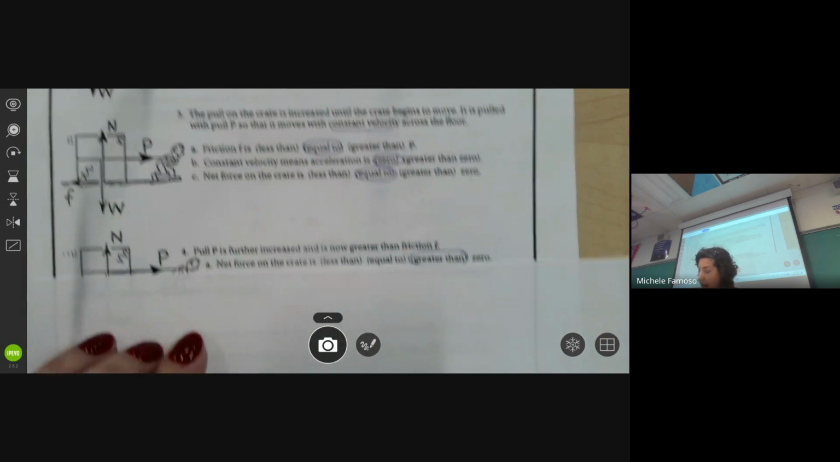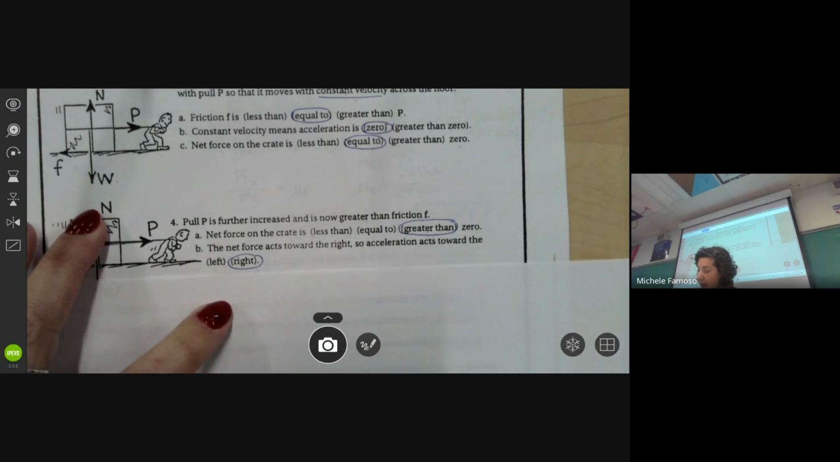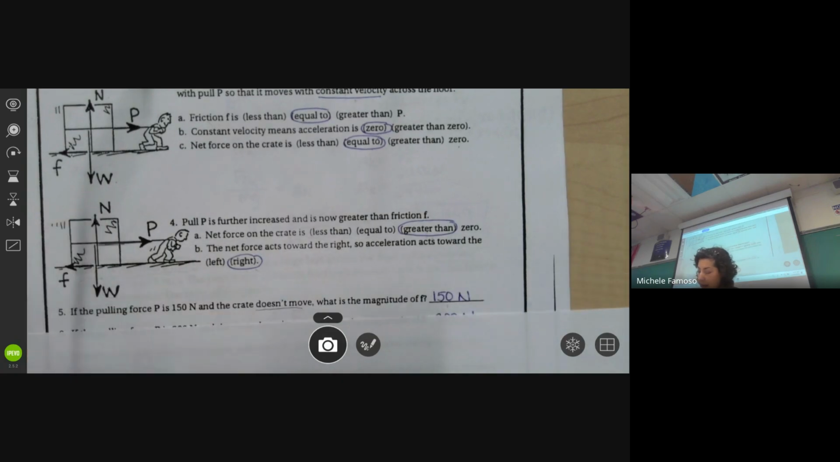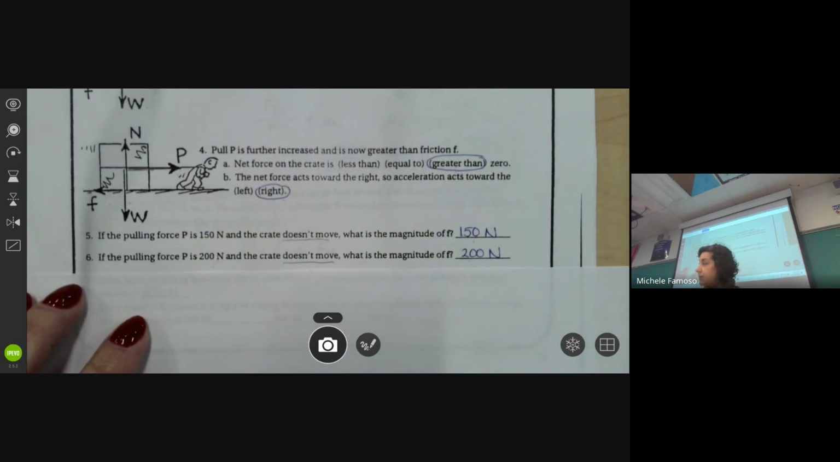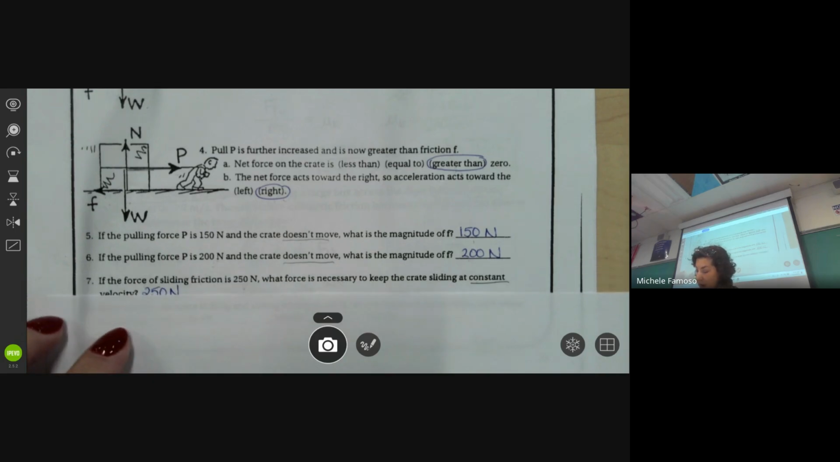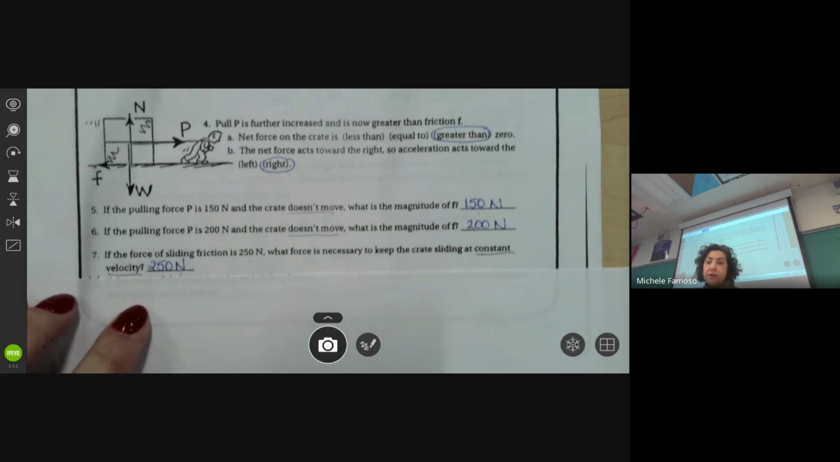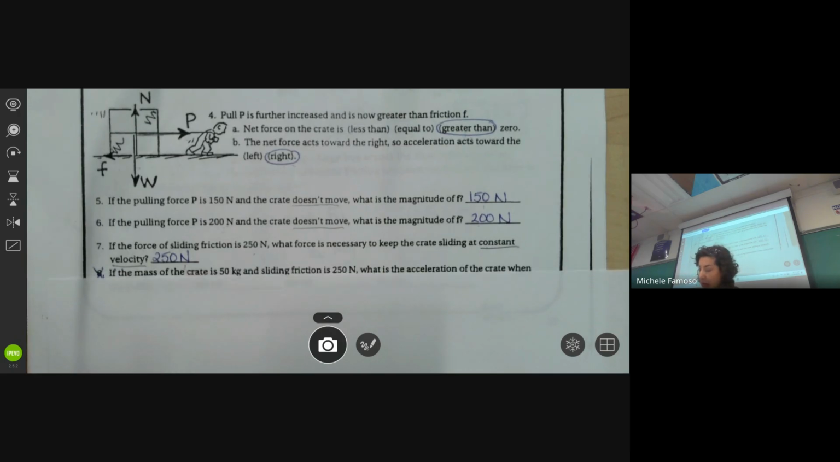Number 4, A is greater than. B is right. Number 5 is 150 newtons. Number 6 is 200 newtons. Number 7 is 250 newtons. Any questions on page 22?